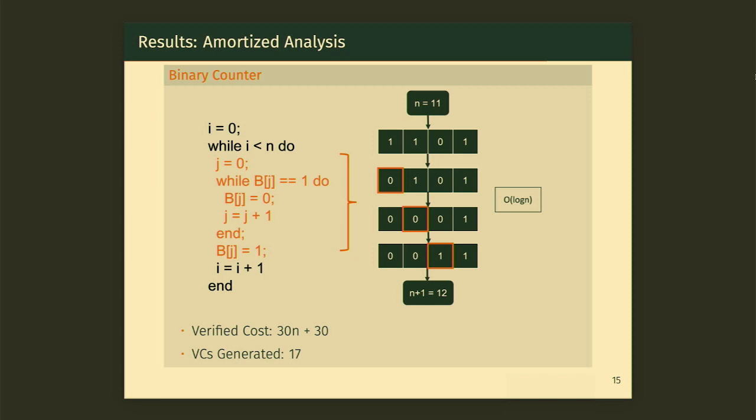So how does it do it? It iterates from left to right and flips every bit from 1 to 0 until it finds the first bit set to 0. And when it finds this bit, it stops the iteration and flips it to 1, incrementing the total value represented by 1. So as we can simply see, the worst case cost of this small part of our code is log of n. Let's now look at the whole code.